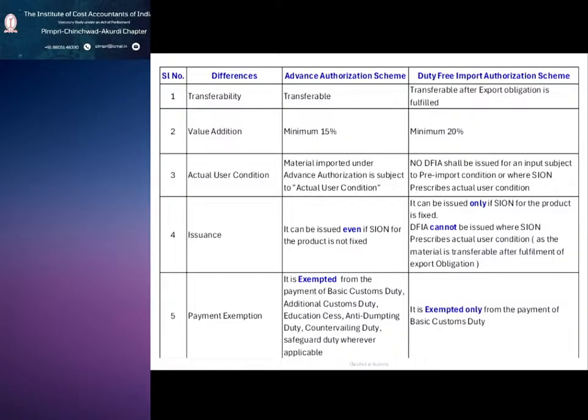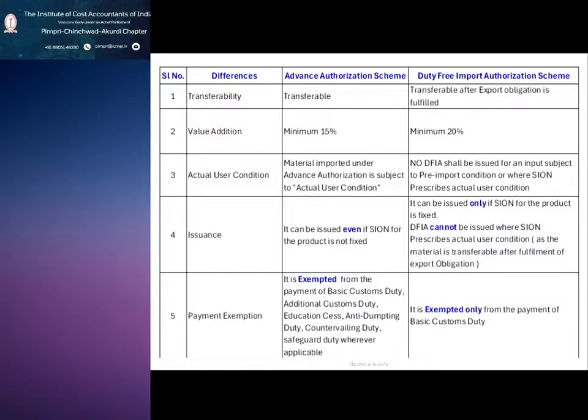Meaning, yesterday we have seen that even if there is no SION or no valid ad hoc norms, you can still apply for advance authorization on the basis of self declaration or the self ratification scheme. So you should remember, even though there is no SION, we are still eligible to apply. On what basis? That is the scheme called self ratification scheme.